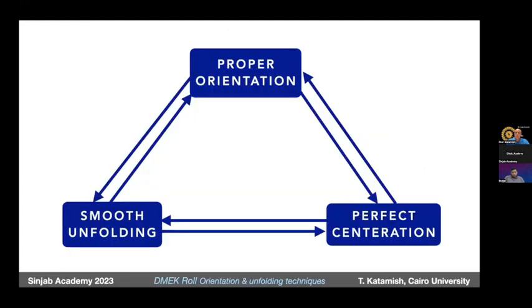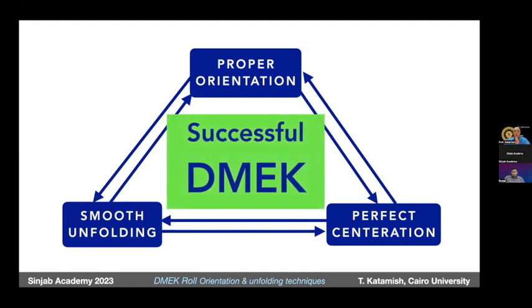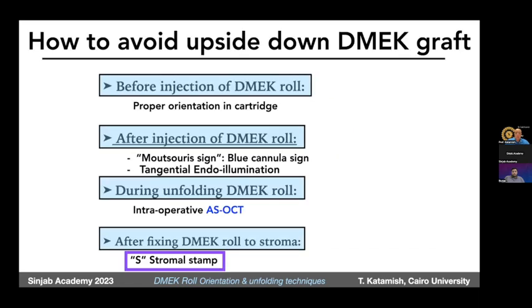So as I always say, if you want to have a successful DMEK, you have to have a triad of three things: proper orientation, smooth unfolding without too much trauma, and perfect centration. These are the triad for the success of any DMEK operation. So how to avoid an upside down graft? Or in another way, how to know the proper orientation of your DMEK graft inside the anterior chamber?